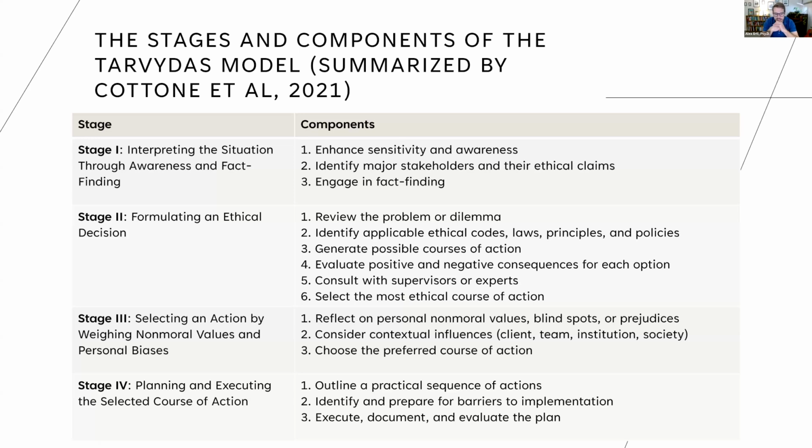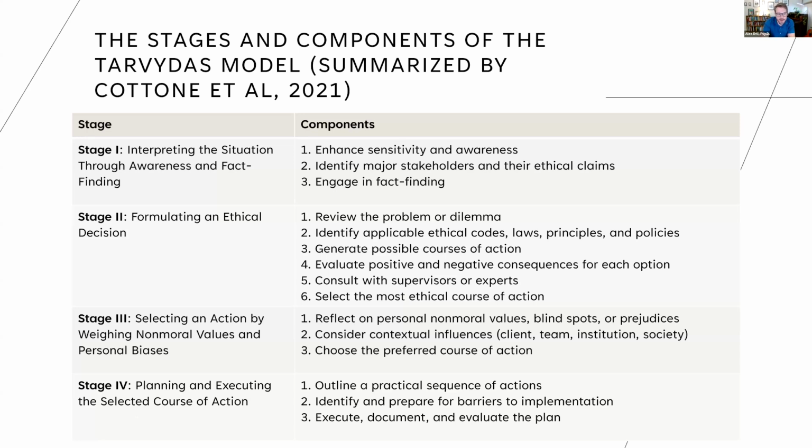It adds on 2 additional stages: stage 3, selecting an action by weighing non-moral values, we'll talk about what those are, and personal biases. So it says, okay, once you've made your decision, it's time to reflect. In what ways may your personal biases and values be coming into play here? Do you still want to keep this decision once you've examined yourself? Say, from the example, you're a clinician who believes that all families are better served without divorce. And then stage 4, planning and execution of the selected course of action. So actually putting it into play, recognizing that making a decision is only a step in the process. There's a component to this where we need to actually carry out that decision.